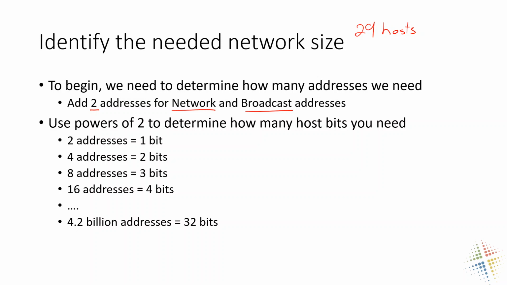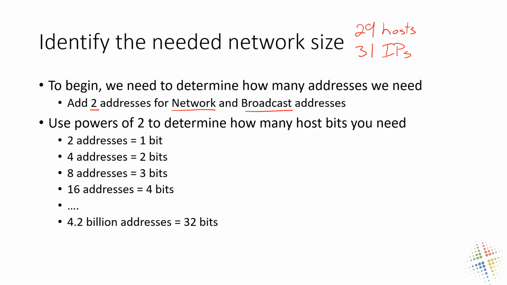Remember, the very first address in a network is the network address. The very last address in the network is the broadcast address. Because those aren't usable, if I need 29 computers, I have to add 2 to that: 1 for network, 1 for broadcast, which means I now need 31 IP addresses. All right, so I now know that I need 31 IP addresses in my environment, and so now I need to essentially use powers of 2 to determine how many bits of host addressing I need.